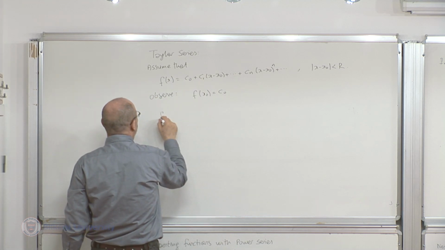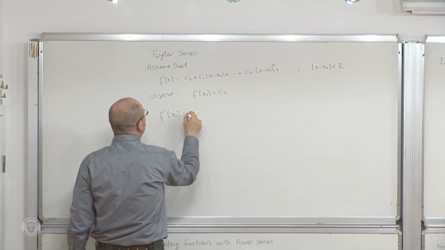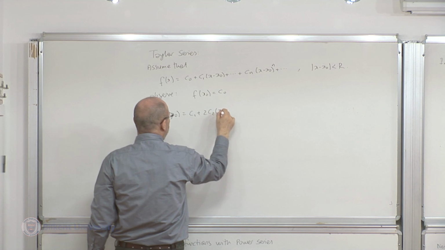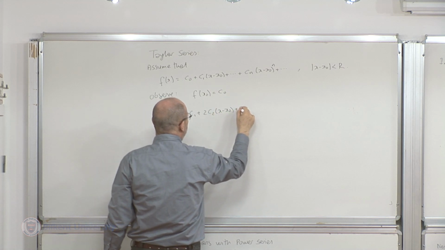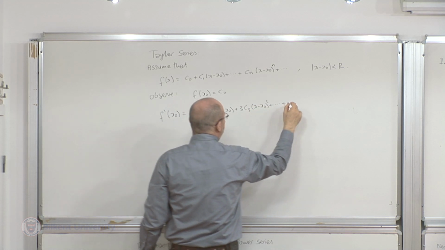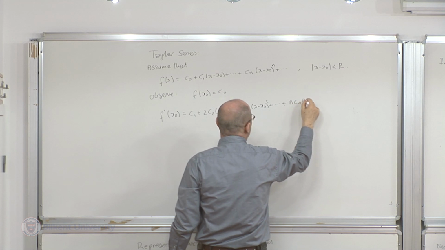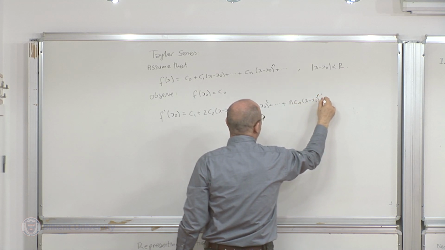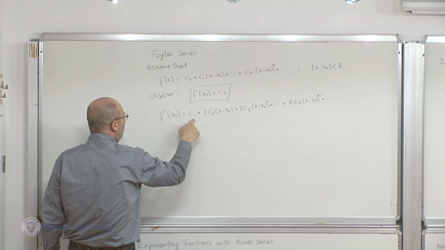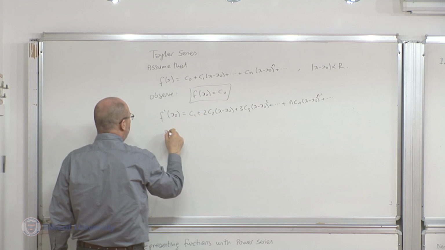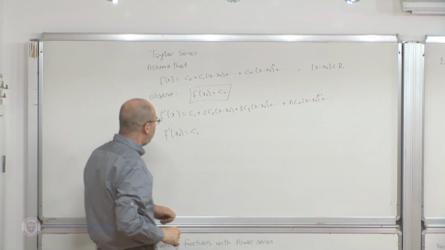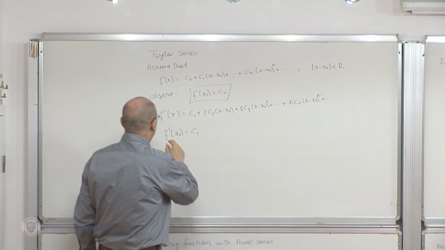Okay, so I take the first derivative of this. This is equal to c1 plus 2c2 (x minus x sub 0) plus 3c3 (x minus x sub 0)^2 plus ... plus n cn (x minus x sub 0)^(n minus 1). Okay, so I have this. And now I can recover this: f prime of x sub 0 is equal to c1. Okay, so all of these things are killed.